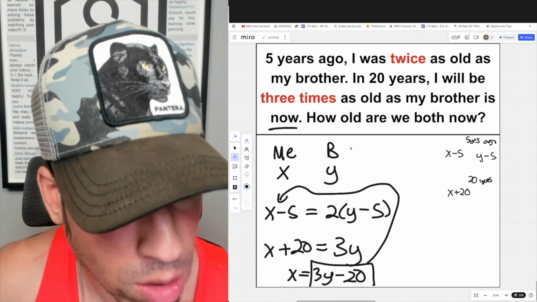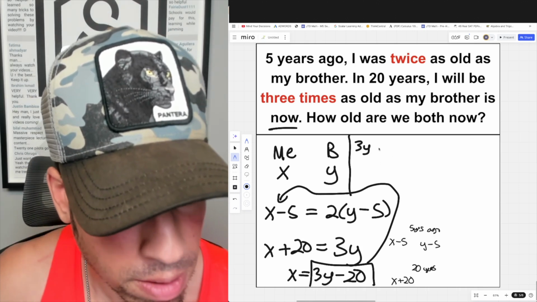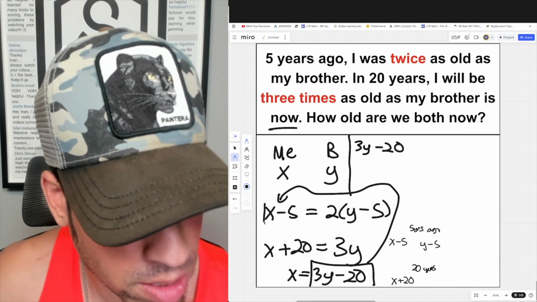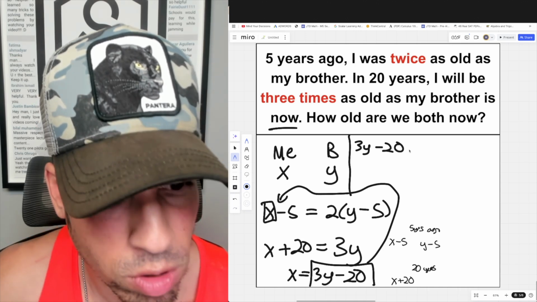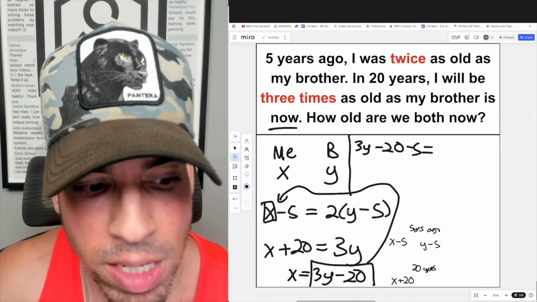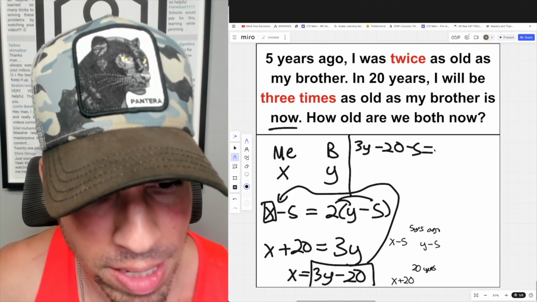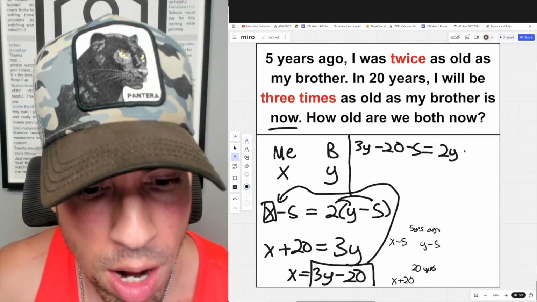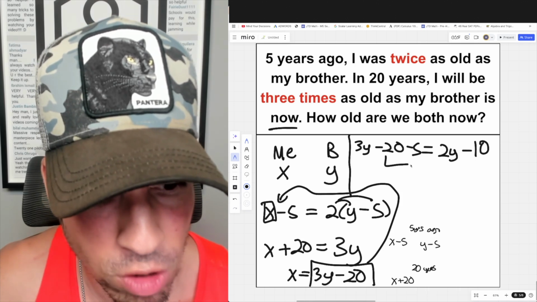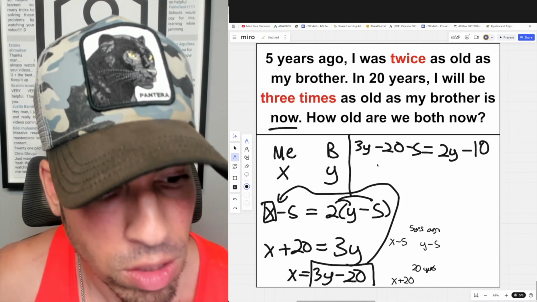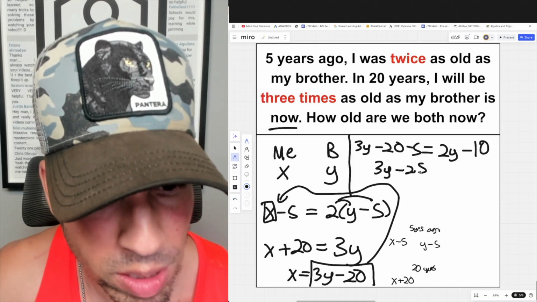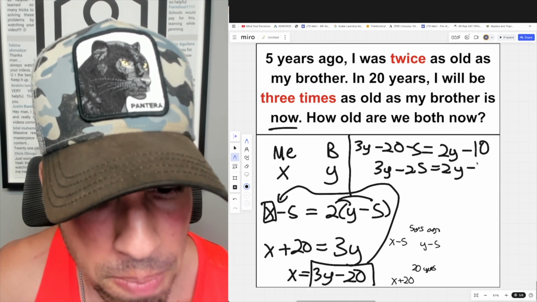So instead of X now, we have 3Y minus 20. That replaces the X, because that's what X equals. Minus 5 equals, I'm going to distribute this, as we're writing this out, just to save a step, 2Y minus 10. Now we're going to combine like terms. Negative 20 minus 5 is, of course, negative 25 equals 2Y minus 10.